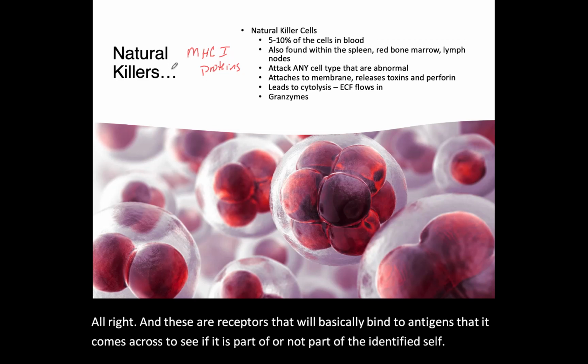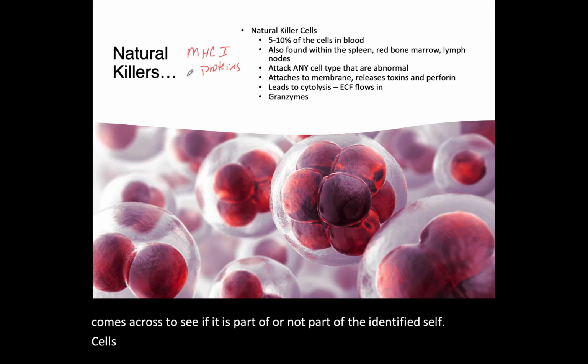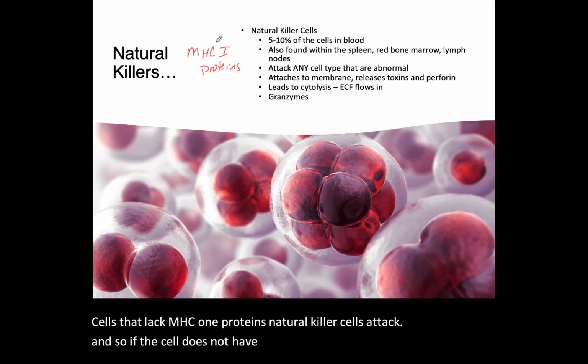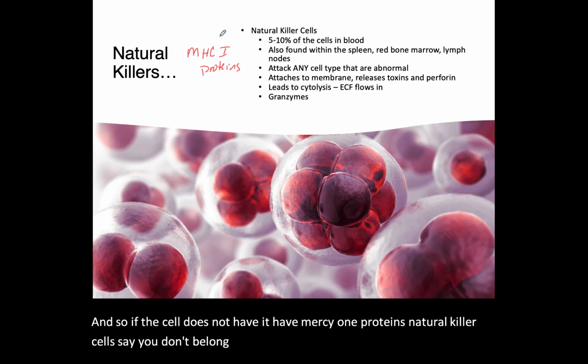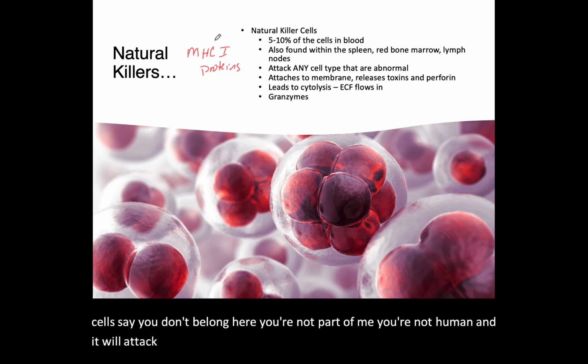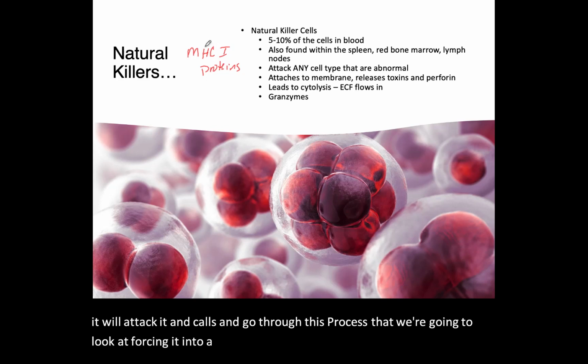Cells that lack MHC1 proteins, natural killer cells attack. And so if the cell does not have MHC1 proteins, natural killer cells say, you don't belong here. You're not part of me. You're not human. And it will attack it and go through this process that we're going to look at, forcing it into apoptosis.